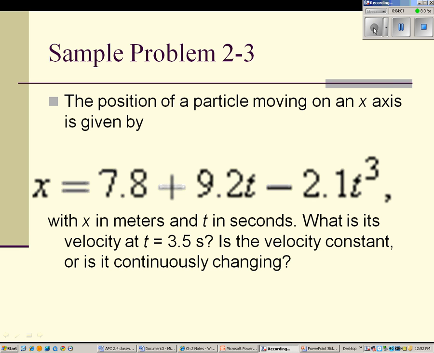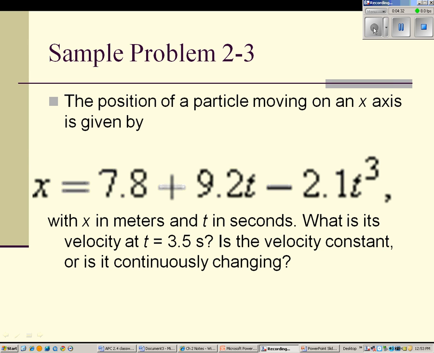Sample problem 2-3. What we're going to do now is take a look at a position versus time function, or an x versus t function. We have the position of a particle moving on an x-axis given by x equals 7.8 plus 9.2t minus 2.1t cubed. x is in meters, t is in seconds. What is the velocity at t equals 3.5 seconds? Is the velocity constant or is it continuously changing?